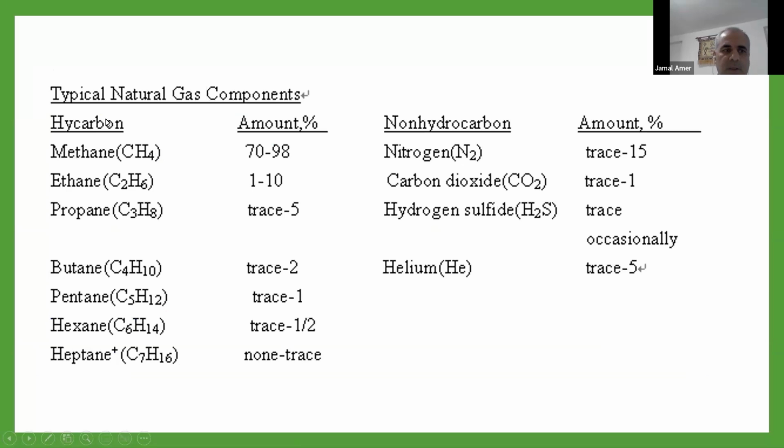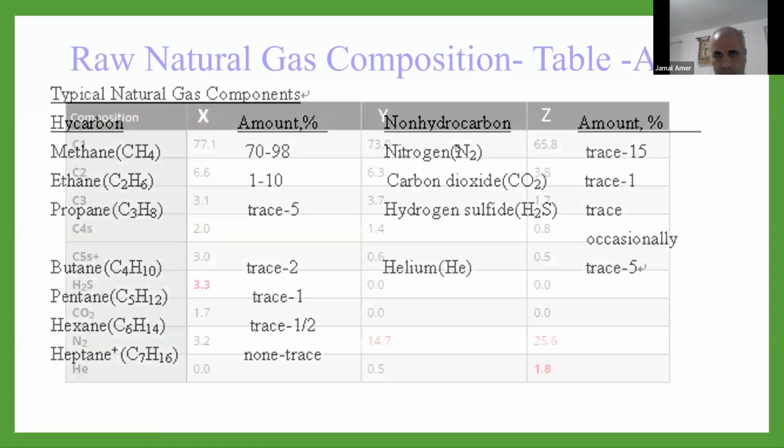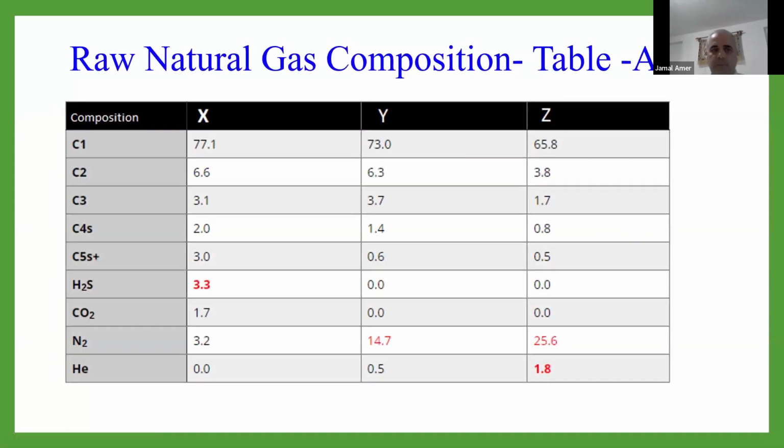We have here the composition before treatment. So we have this composition of natural gas. Methane, as we see, is between 70 to 98%, then ethane, propane. Here also we have different compositions from different areas, or different gas samples from different locations. We got this in Table A, and we see the compositions of natural gas.